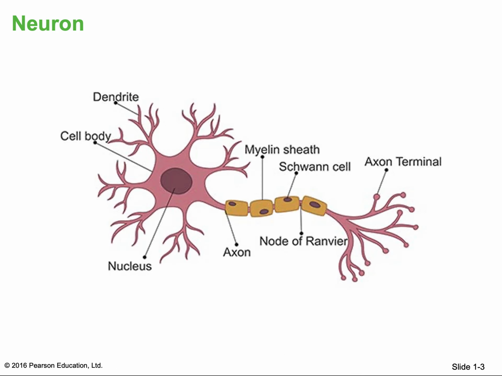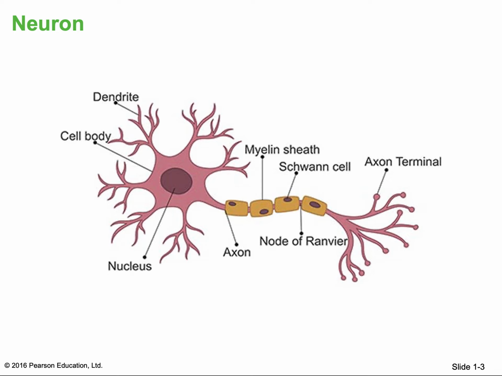Here's an overview of a neuron. The dendrites are the branch-like projections from the cell body that receive signals from other neurons. The cell body, or the soma, is the part of the neuron that contains the nucleus, as you can see here. So this is the part of the neuron that carries the genetic information.